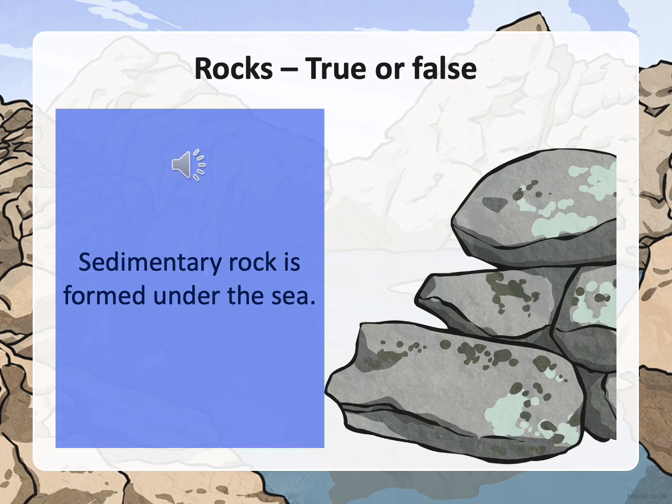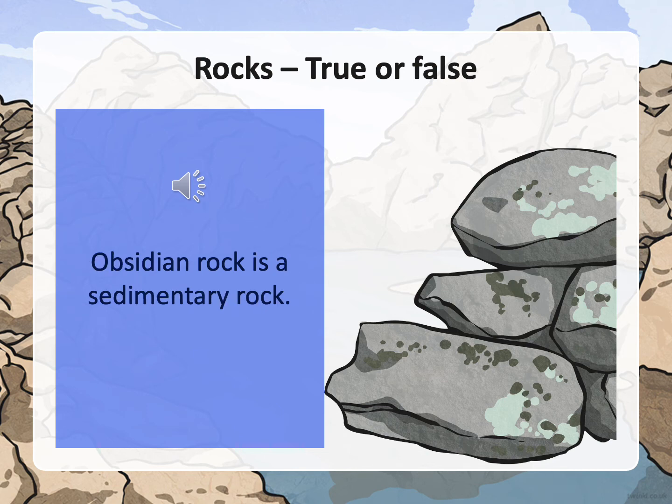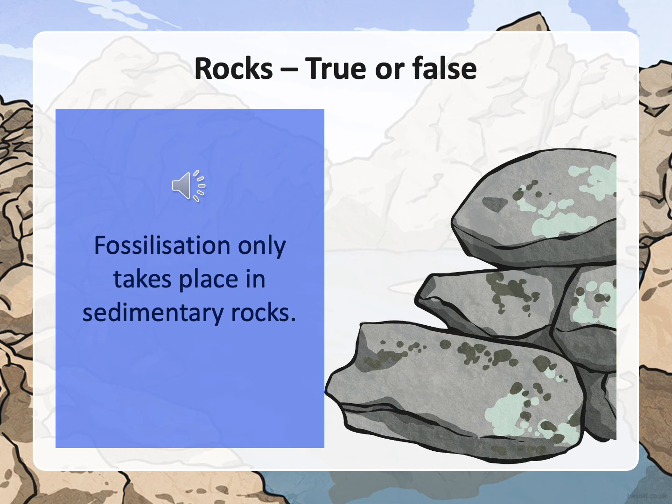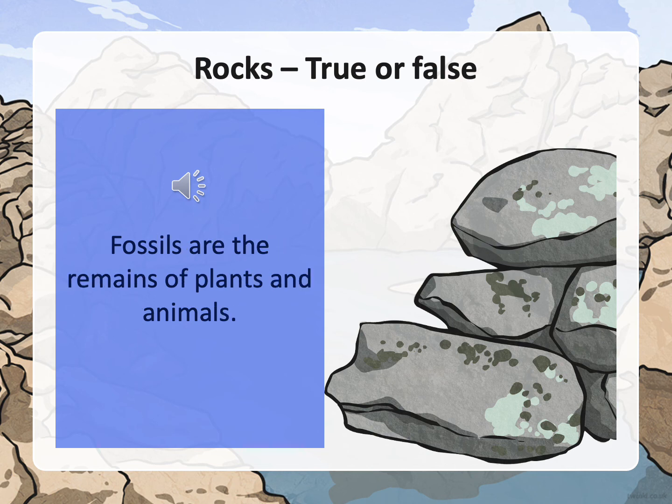True or false? Sedimentary rock is formed under the sea. True or false? Obsidian rock is a sedimentary rock. True or false? Fossilization only takes place in sedimentary rocks. True or false? Fossils are the remains of plants and animals.